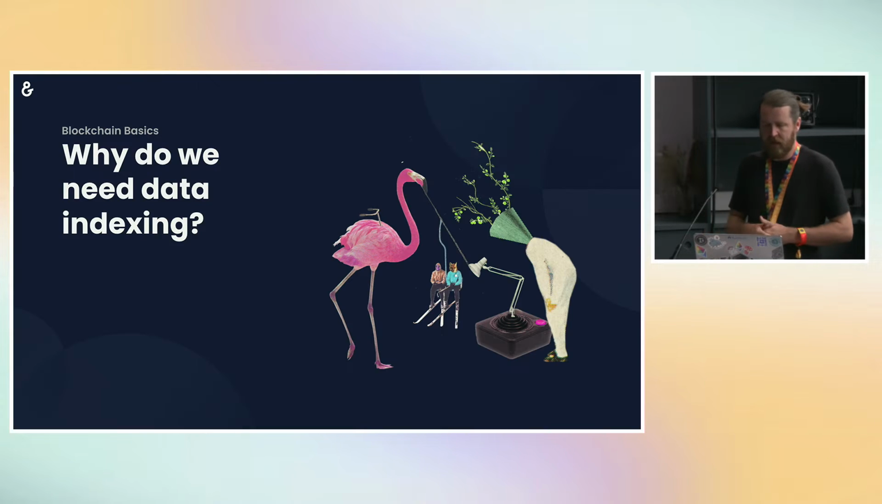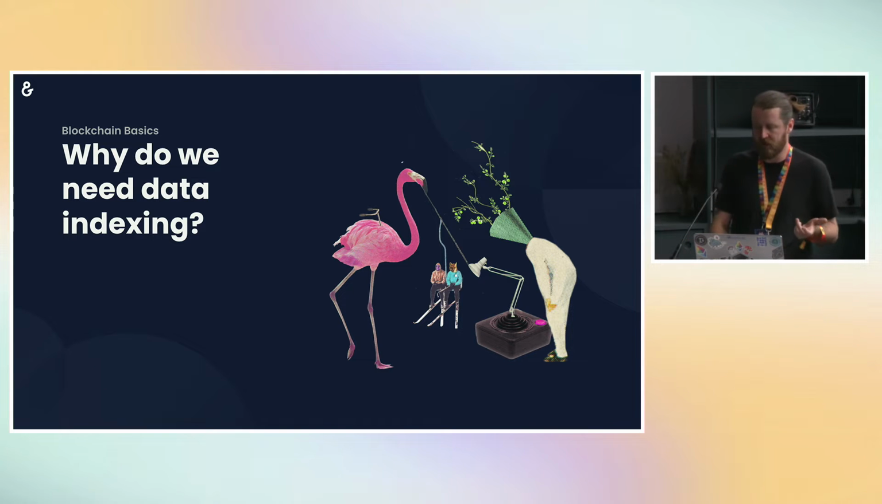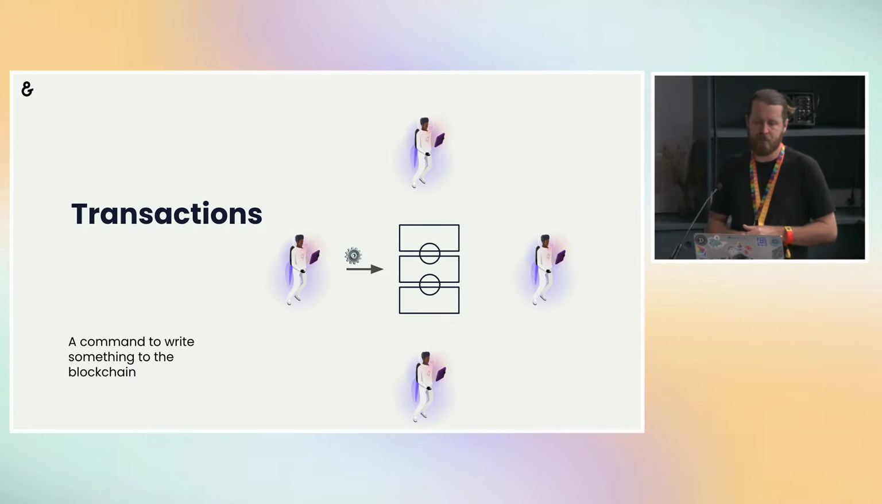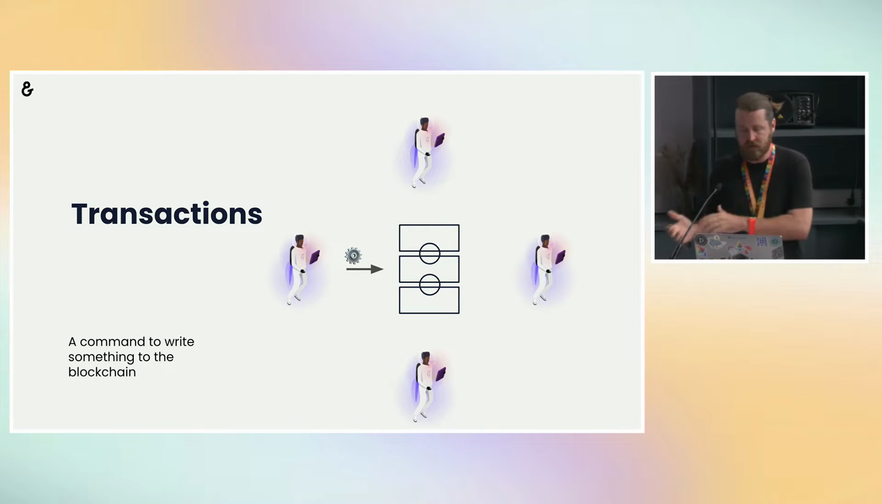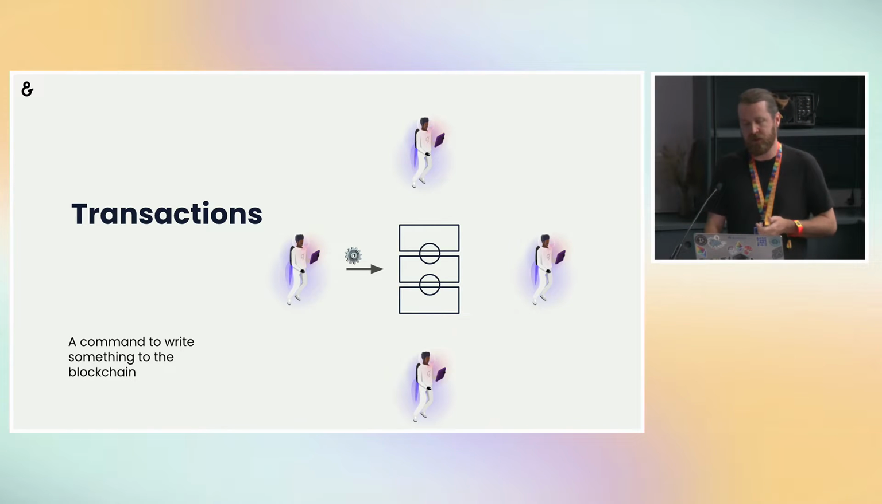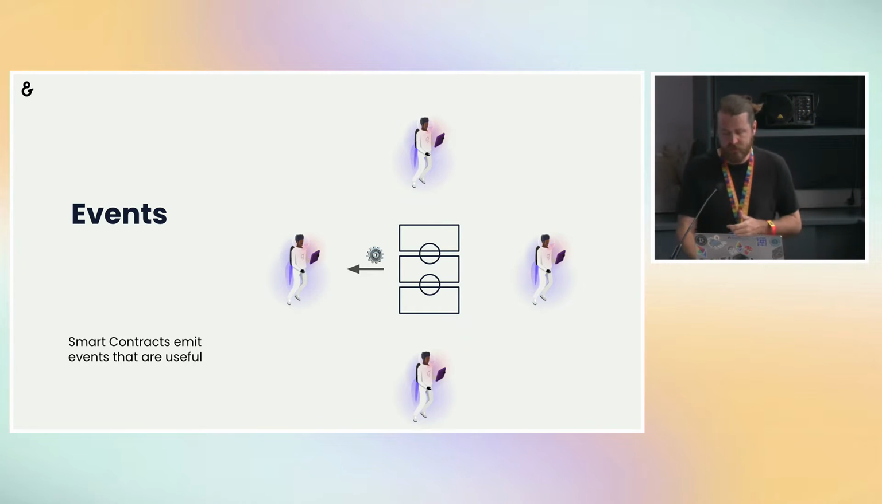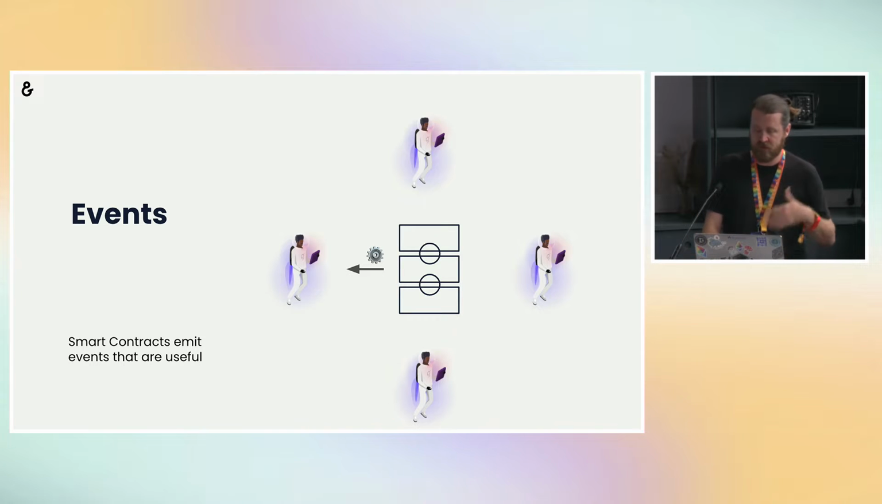So first of all, why do we need data indexing? This is kind of a common thing. People don't really quite understand the purpose of something like The Graph. So if we think about Ethereum transactions, we have users that are making transactions to specific functions. If you're a good smart contract developer, you probably have events that are being emitted on those transactions. And that's all great for real-time events. You can parse that stuff pretty easily in the UI. Something that happens can trigger an event.